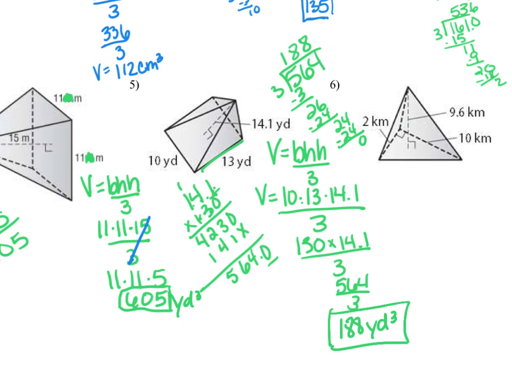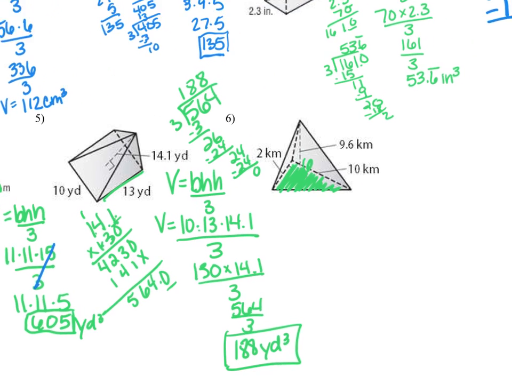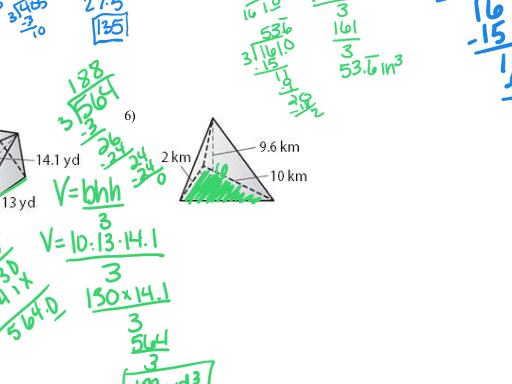Okay, this one we've kind of finished. This one right here is a little different, okay? Look at the base. The base is going to be a triangle. So it changes the formula. So instead of being base times height, it's going to be base times height divided by 2 times height. So on a triangular prism, it's going to be base times height divided by 2 times the height, divided that whole thing by 3.